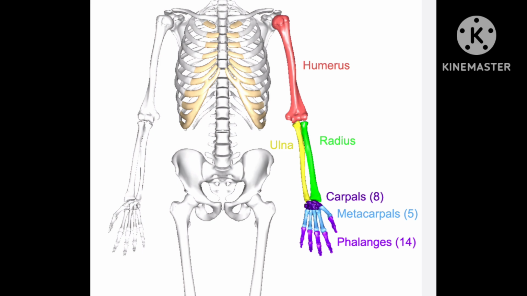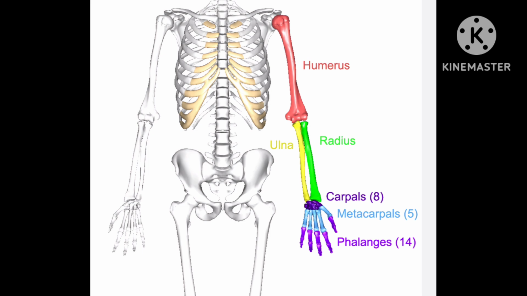Radius is present distally and ulna is present medially. So the humerus bone and also this ulna and radius from the forearm region together make up the elbow joint. And elbow joint is actually a hinge joint. Hinge joint means you can move it in only one direction, like a door.